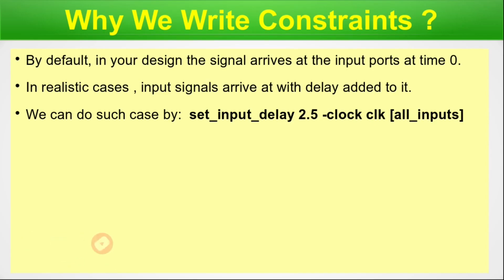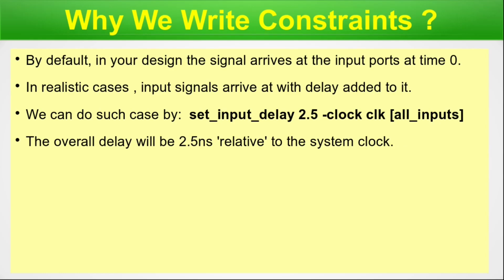We give a value here, 2.5. Then we mention for which clock, that is -clock CLK, and for all inputs. The overall delay will be 2 nanoseconds relative to the system clock. Thus, you can see first your system was very much ideal. Then we have given this command with a particular delay value to the input, and that makes the system perform like a real case.